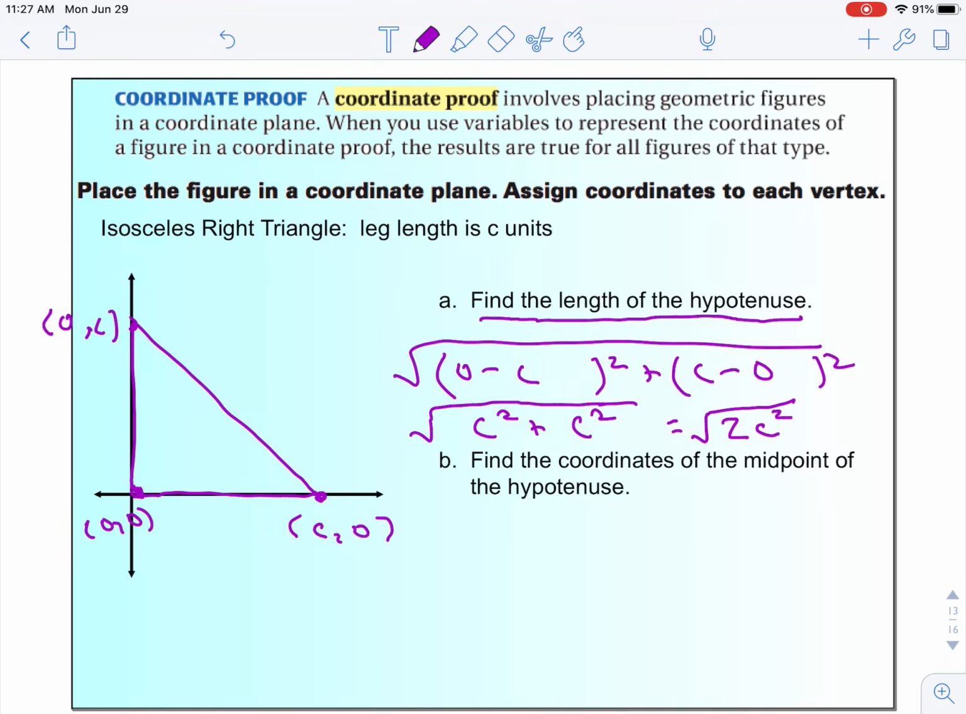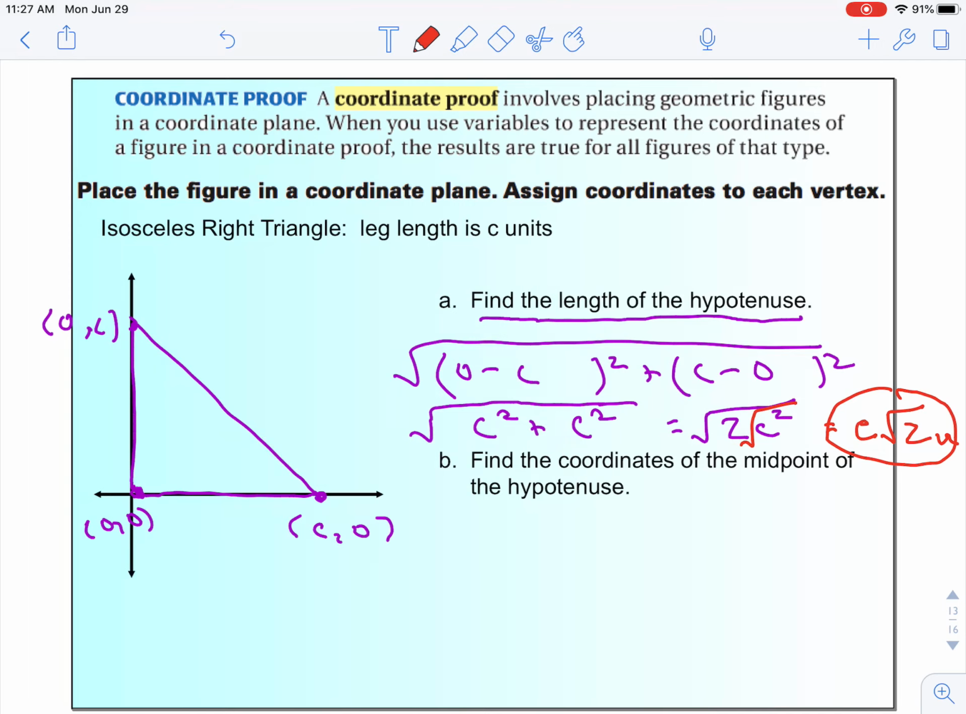But going back to our simplifying radicals, the square root of c squared is c. So this actually becomes c times the square root of 2. And if you're struggling with simplifying radicals, okay, go back and review your simplifying radical strategies.